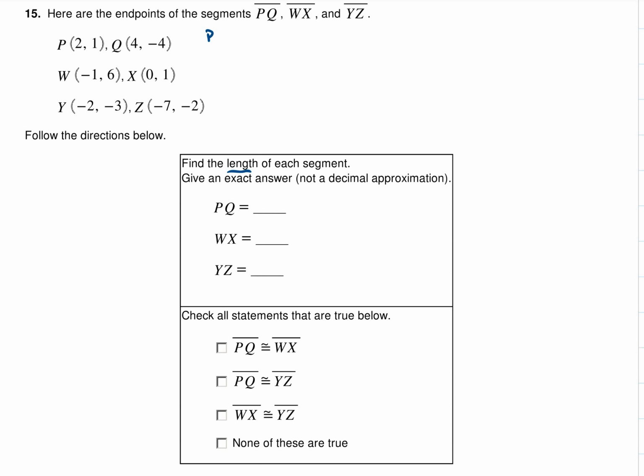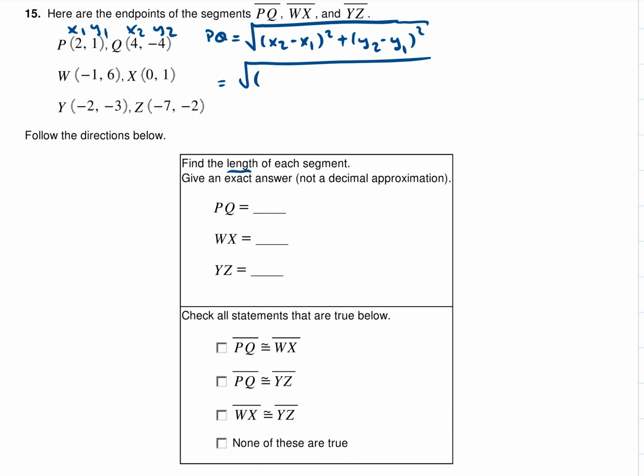PQ equals, the distance formula is the square root of x2 minus x1 squared plus y2 minus y1 squared. So we're going to label this x1, y1, x2, y2, and we will plug it in. x2 is 4 minus x1 is 2 squared plus y2 is negative 4 minus 1 squared. If you're confused about what I'm writing down, just slow it down a little bit. Make sure you understand where I get these numbers.